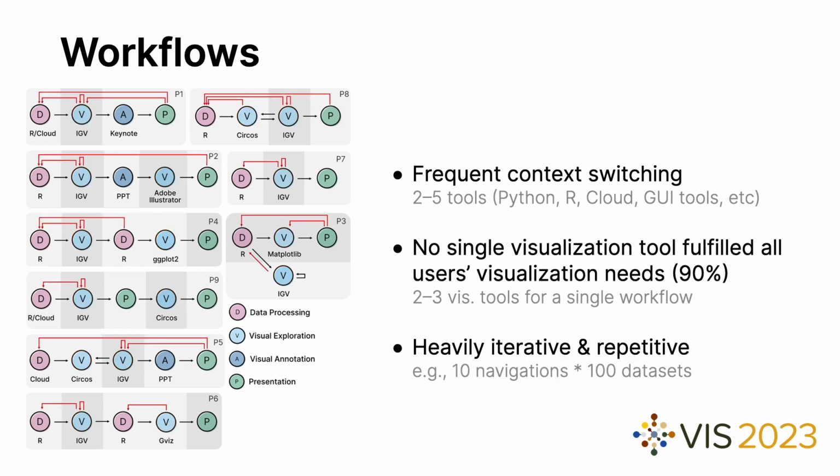Lastly, the overall workflow was heavily iterative and repetitive. For example, one participant manually navigated to 10 different genomic coordinates for a single dataset and then repeated these manual interactions for tens to hundreds of datasets.